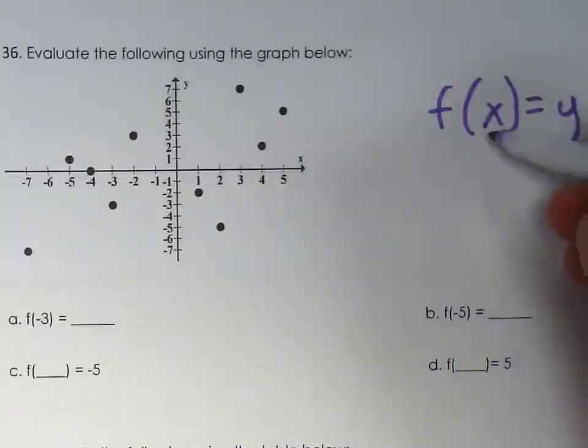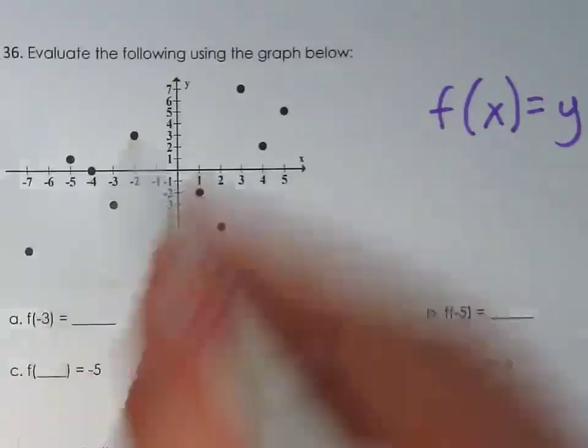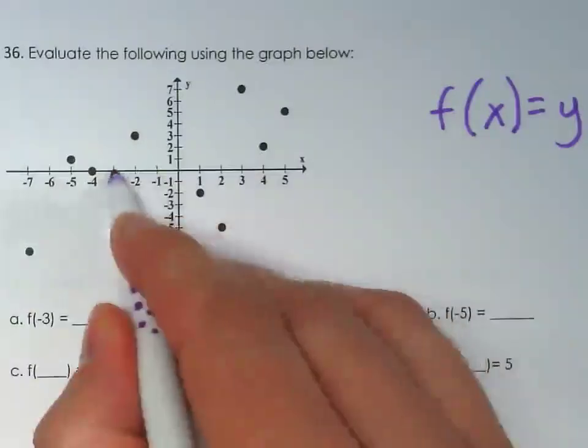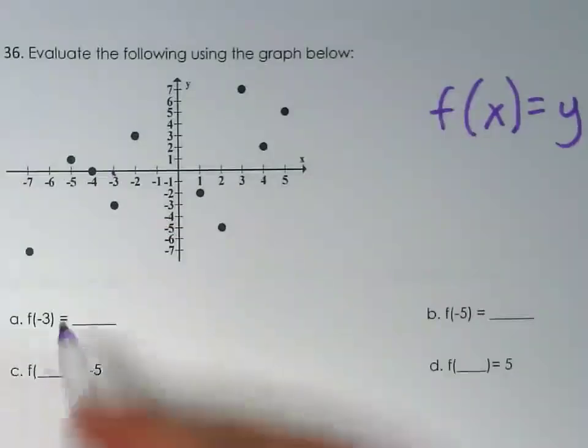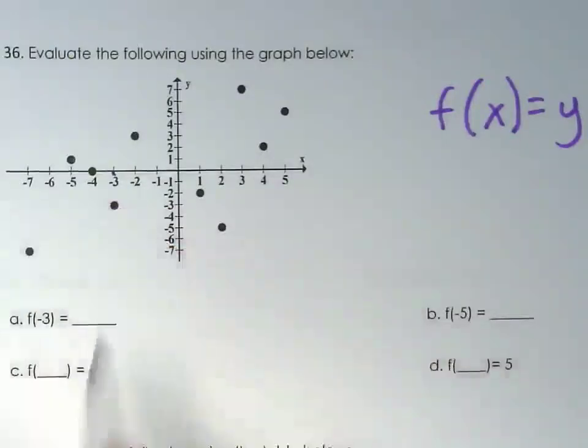Okay, let's just see that. F of x equals your y. So in this problem right here, where it says f of negative 3, it's telling you that x is negative 3. So what you do is you go to x is negative 3. So here's your x-axis. Go to negative 3. There's negative 3. Where is your dot on negative 3? Well, it's right there. That is the dot at negative 3.